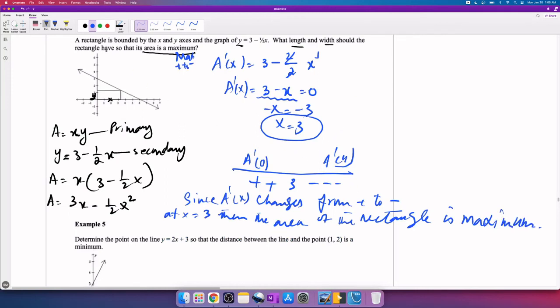Now, I need length and width. I already know x is my length, which we got: x is equal to 3. So what is my width? What is my y value? I have to plug this x into one of the equations to get the y. If I plug in x, which is 3, into 3 minus half x, then on the calculator, 3 subtract 3 divided by 2 gives me 1.5. So my y is equal to 1.5. That means 3 by 1.5, and this is my answer for this.